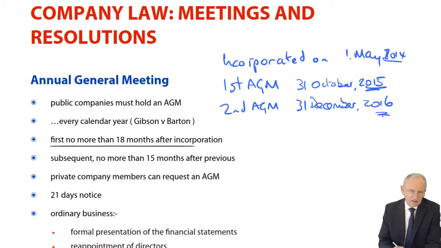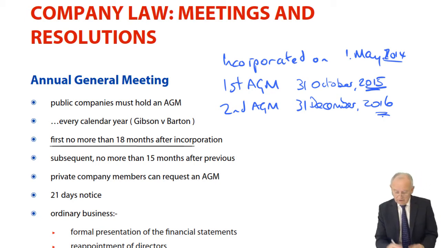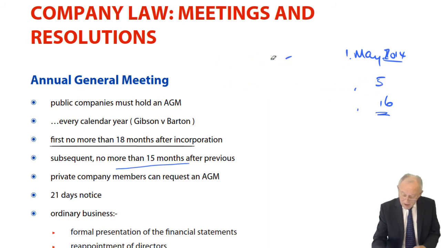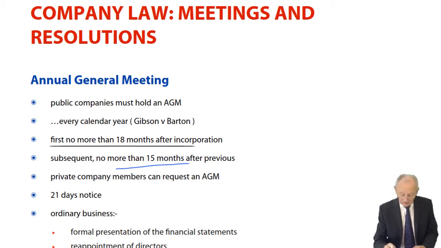It's a little trick, it's a little gimmicky, and it's a bit of fun, but it may possibly be asked in an F4 multiple choice question. So subsequent meetings are no more than 15 months after the previous one. Private company members may ask that an annual general meeting be held, but I would imagine that's quite unusual, because annual general meetings incur expense, and for a private company, it's an unnecessary expense.